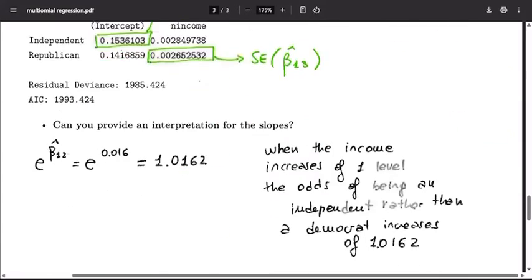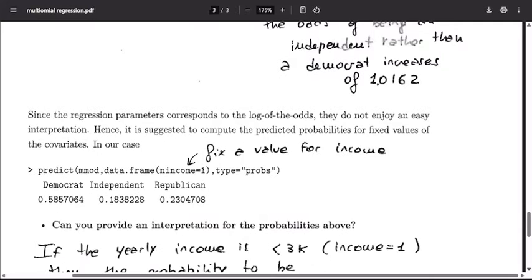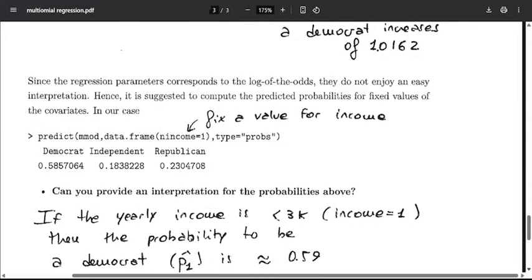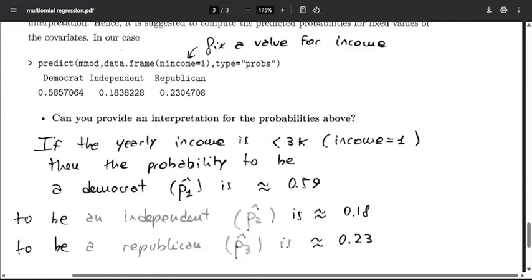Now, for whatever values of income, after saying that, you're going to say type equal props. Then this is going to give you this. Can you see that now? Now you'll be able to know the percentage in each category. That is exactly what you have. Now, can we provide an interpretation for what we have right now? Please pay attention. How do we provide interpretation for that?